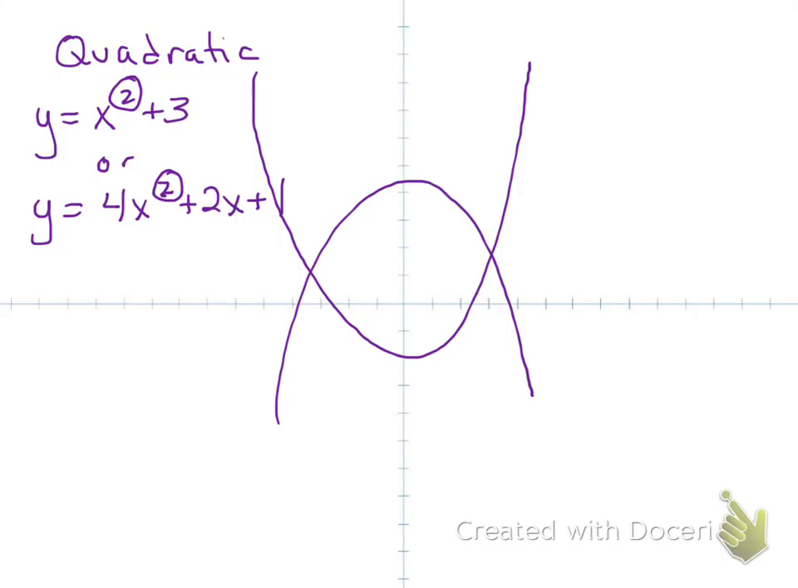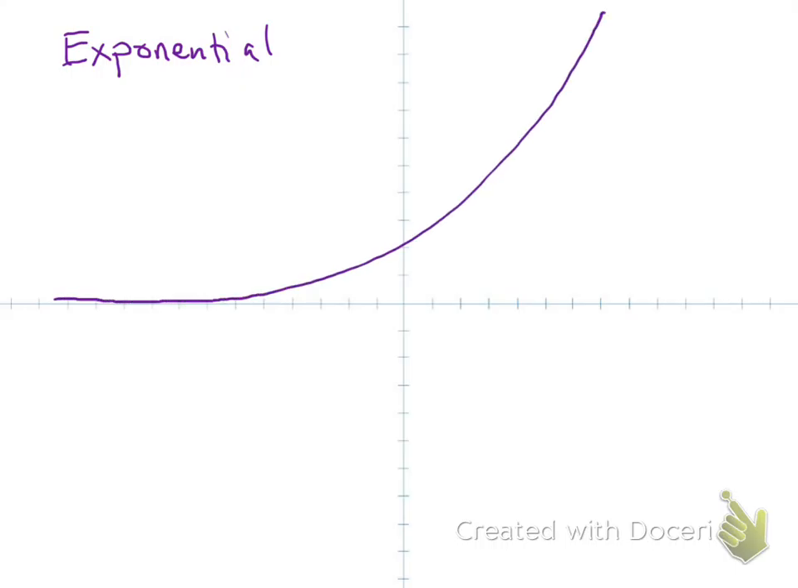Okay, sorry. So the next function is, we'll do the exponential function. The exponential function starts out where it's really close to the x-axis, and then it goes up super steep like that. And it can also go the other direction, but this is the typical one that you'll see.